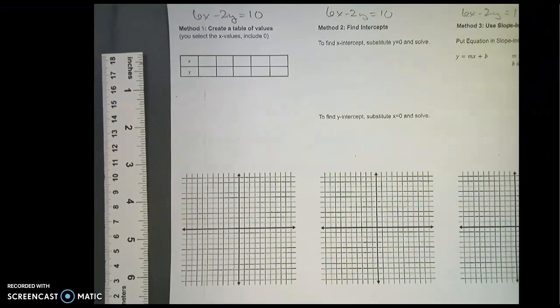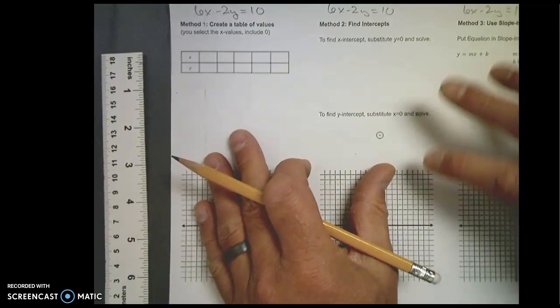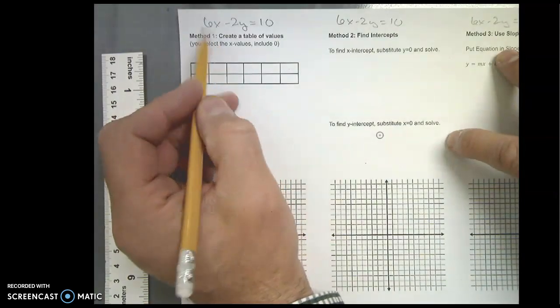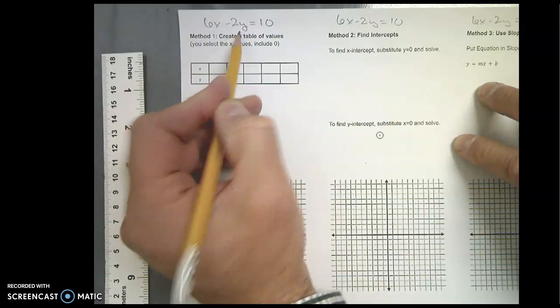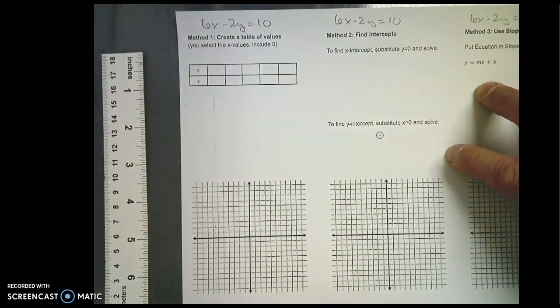Alright, today I am going to show you how to graph equations using three different methods. So the first one is, I have this equation here, 6x minus 2y equals 10. I am going to show you first how to graph this using a table of values.